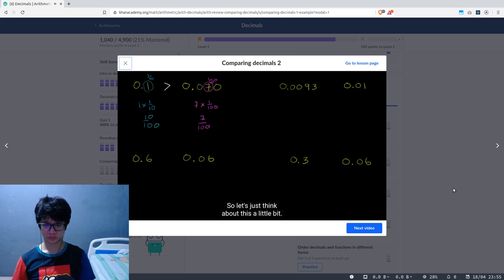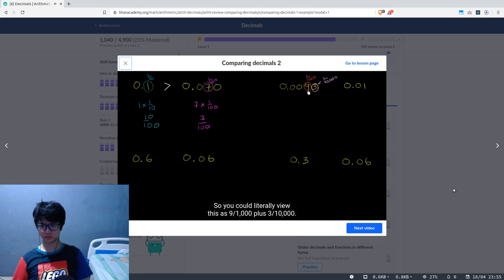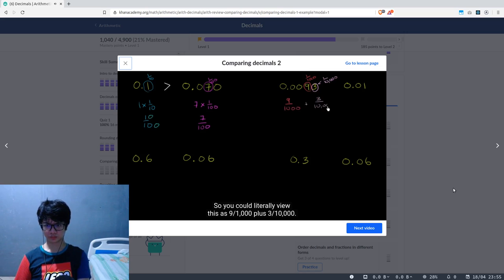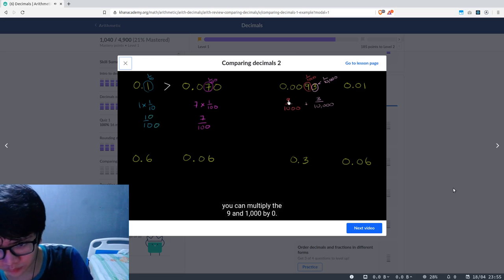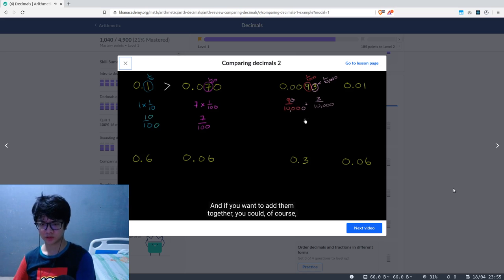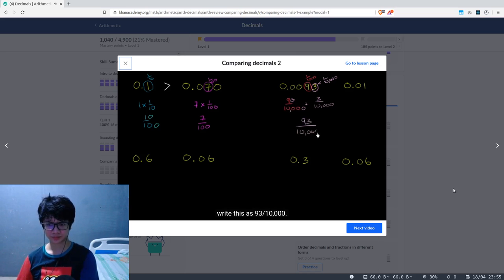Let's think about this a little bit. This 9 is not in the tenths or the hundredths, it's in the thousandths place. And this 3 is in the ten-thousandths place. So you could view this as 9 thousandths plus 3 ten-thousandths. If you wanted to write it in terms of ten-thousandths, you can multiply the 9 thousandths by 10, and it becomes 90 ten-thousandths. Adding them together, you could write this as 93 ten-thousandths. I always have trouble with that TH at the end.